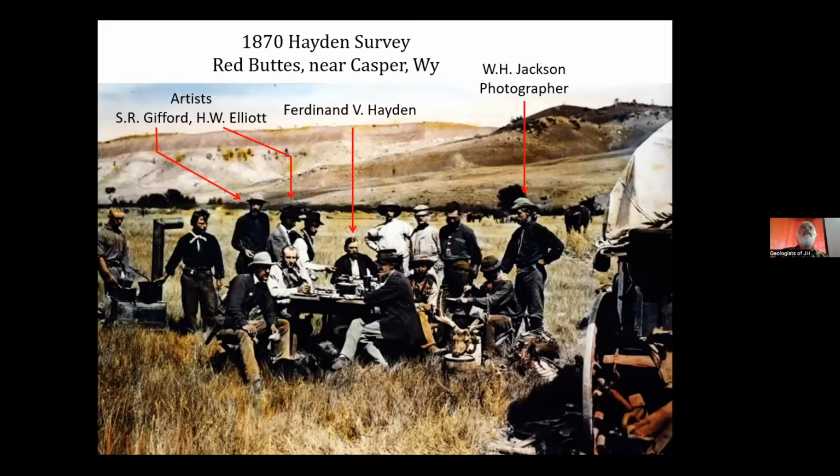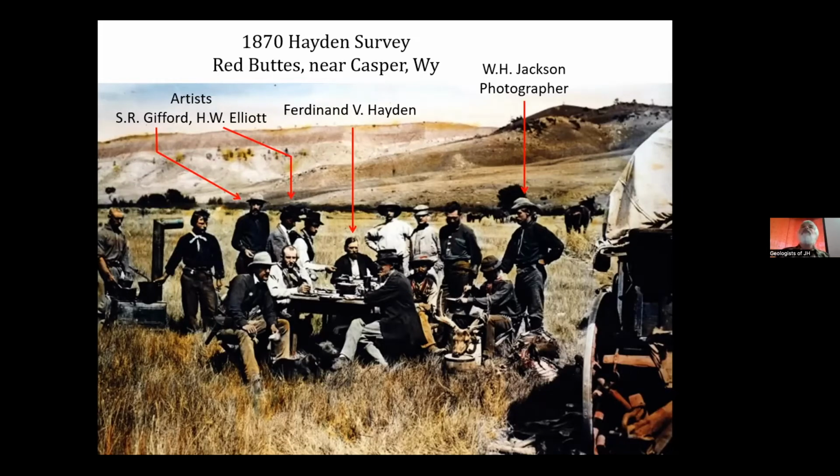Now, Hayden had seen Jackson's photos in Omaha and liked them. He invited Jackson along. He said, I will not pay you, but I'll give you your expenses. You take all the photos you want. You can do whatever you want with them, but I get first dibs on them. And he knew the value, because Hayden had to go back every winter to Congress and get money for his survey. And he knew the photographs would be great for that. So W.H. Jackson came in here.